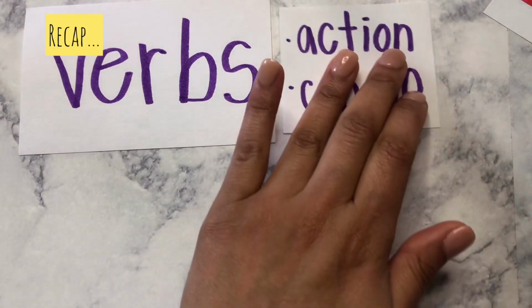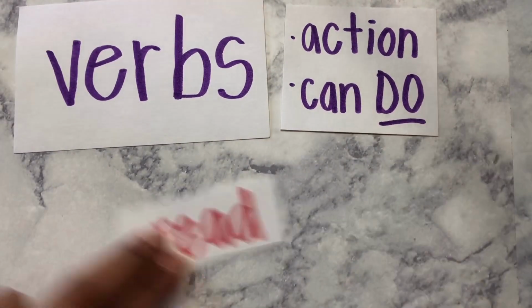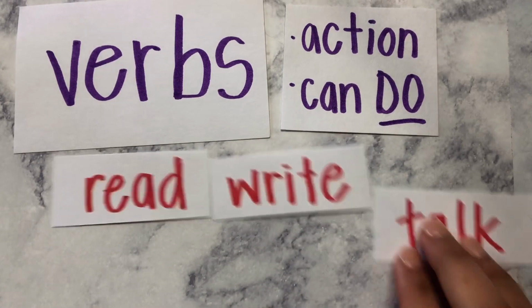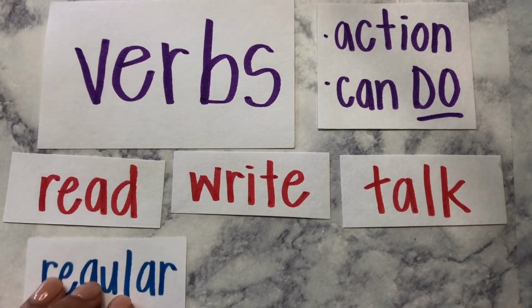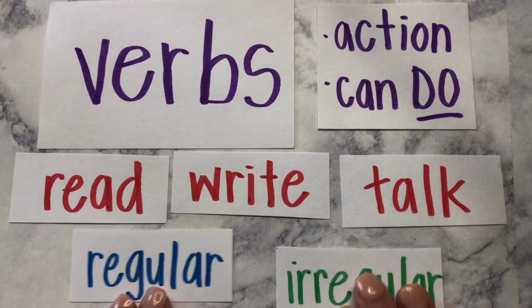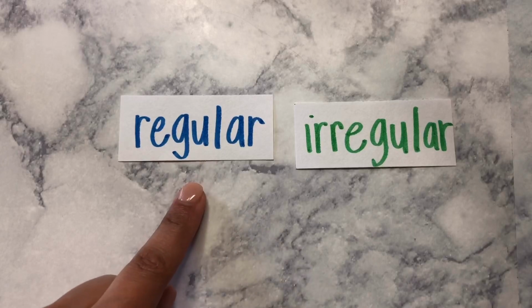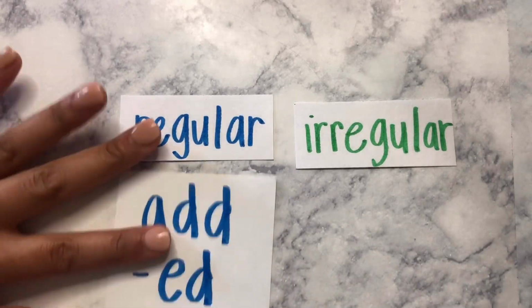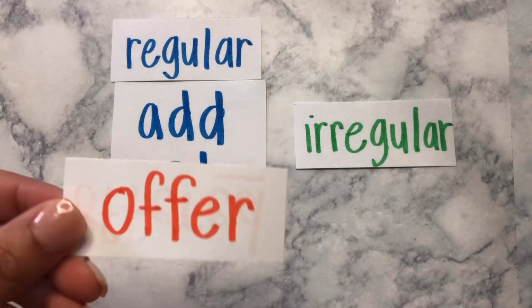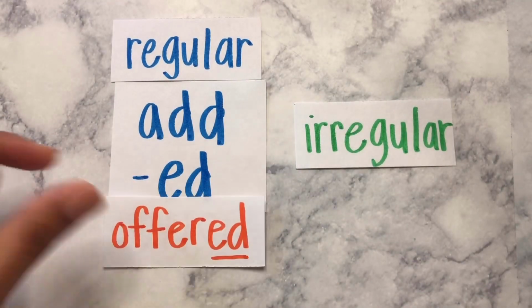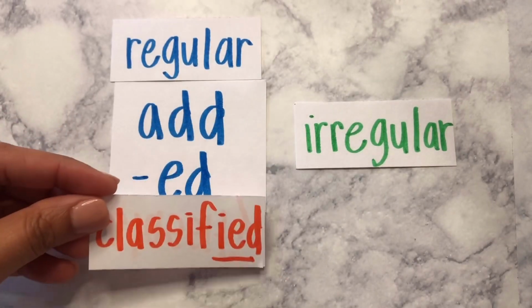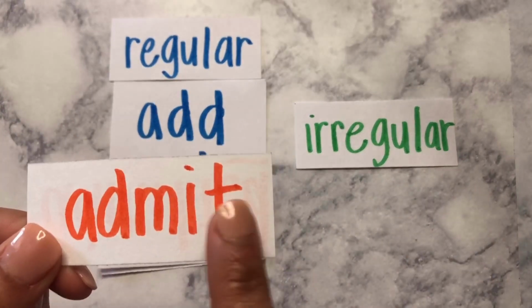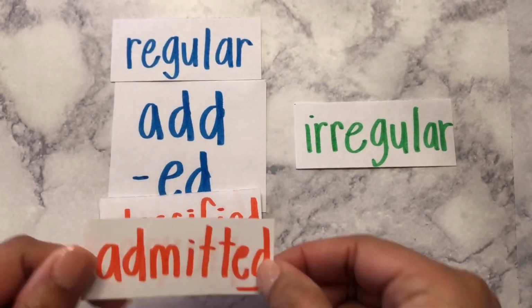So let's review. Verbs, we said, are words that indicate an action or something that we can do. For example, we can read, we can write, and we can talk. If we want to make these verbs into past tense, there are 2 types, regular and irregular past tense verbs. In a regular past tense verb, we add the ed at the end of the verb. So in the word offer, we just added ed, offered. We looked at an example of classify. When it ends in a y, we replace it with an i. Or admit, we double the last consonant to make it admitted.